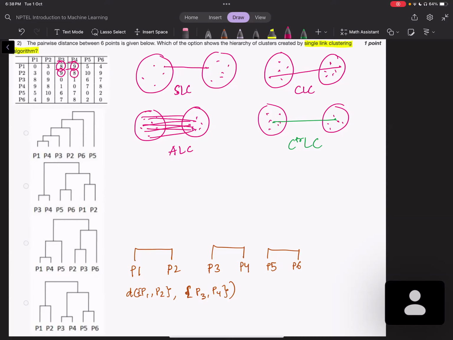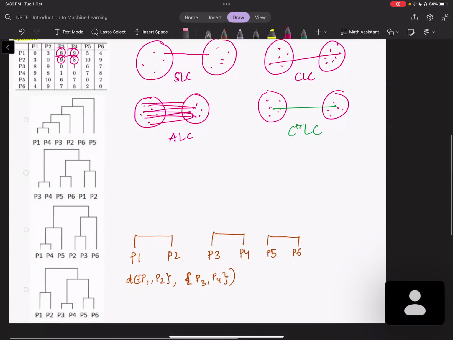So if you look at the distance between cluster 1 and cluster 2, this distance will come out to be how much? 8 or 9? Closest distance, right? 8. The closest will be 8, right? So how do 8 and 9 come about? Can we explain again?